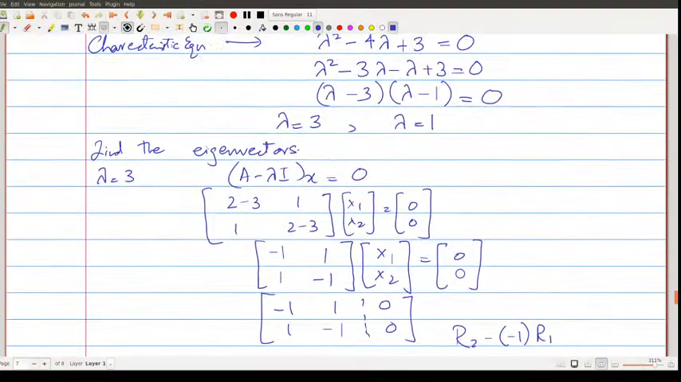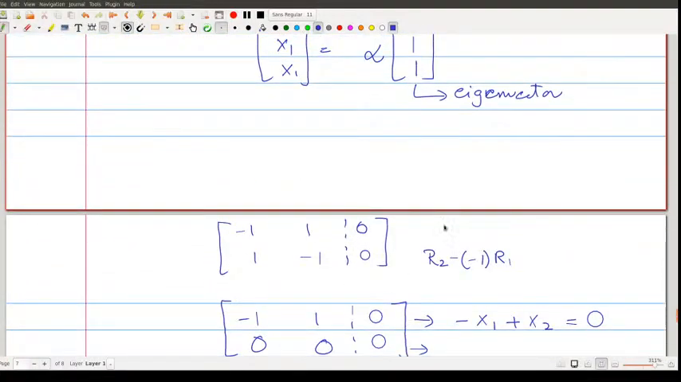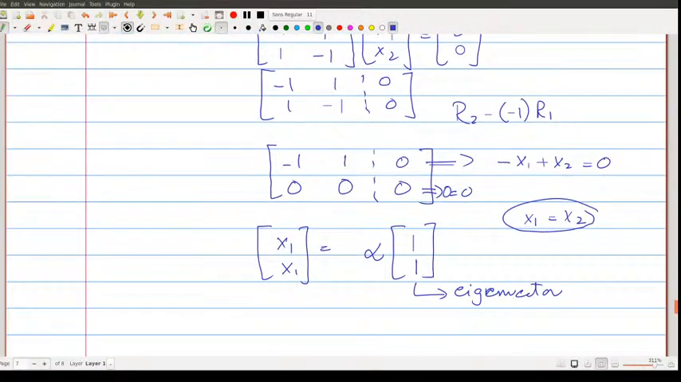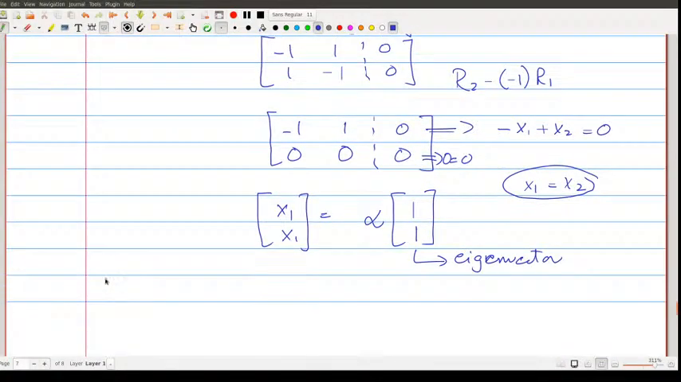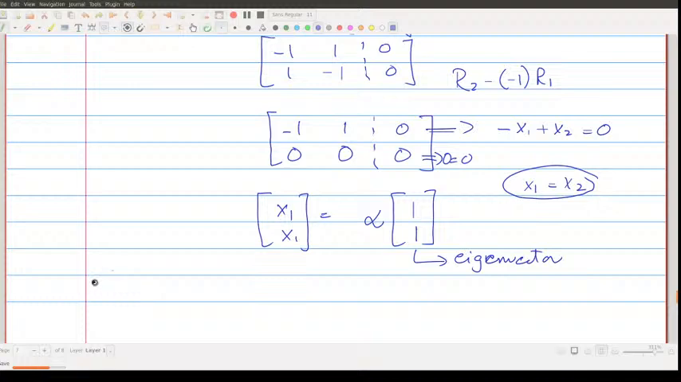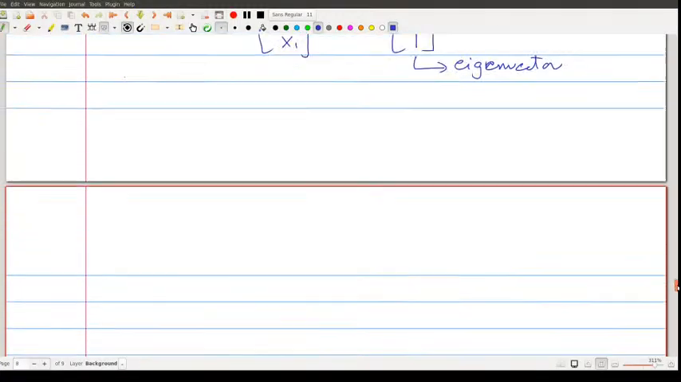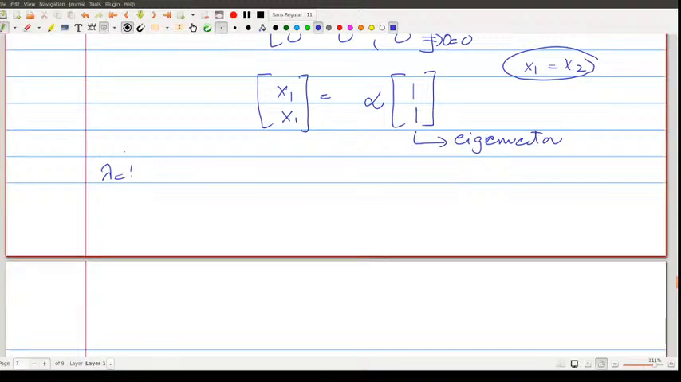And let's just do it for lambda equals 1 as well. Oops, I believe I've messed up the order of the pages here. That's fine. We'll just fix it up later. Okay, so let's do lambda equals 1 now. So lambda equals 1.